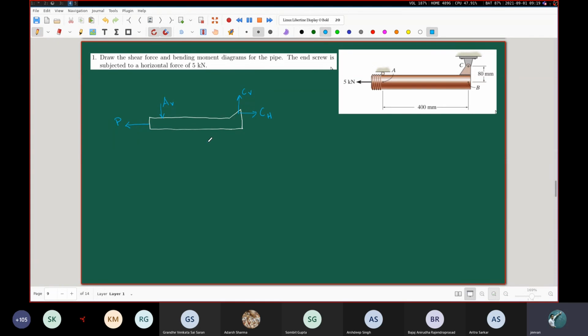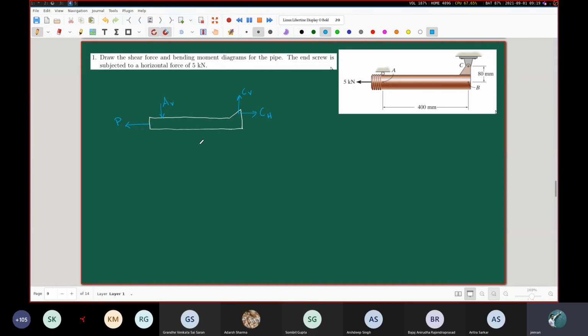So tell me what I should do here. Since AV is unknown, we can take moment about the point A. Or taking moment about the point C would be better, because then the only unknown force will be the one.